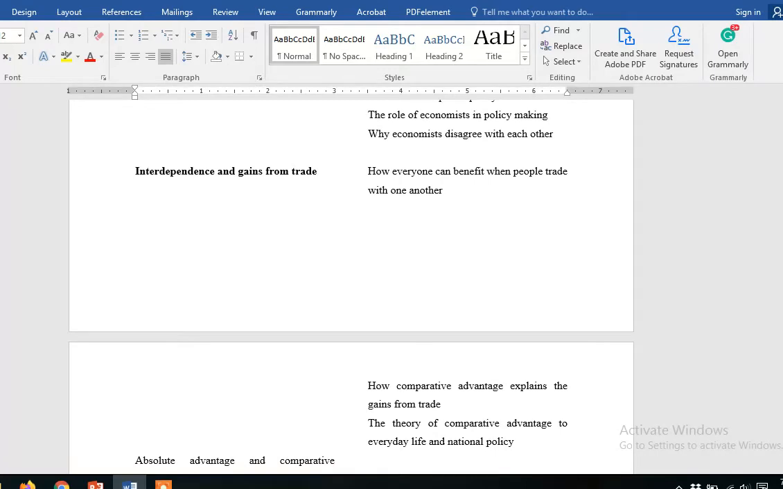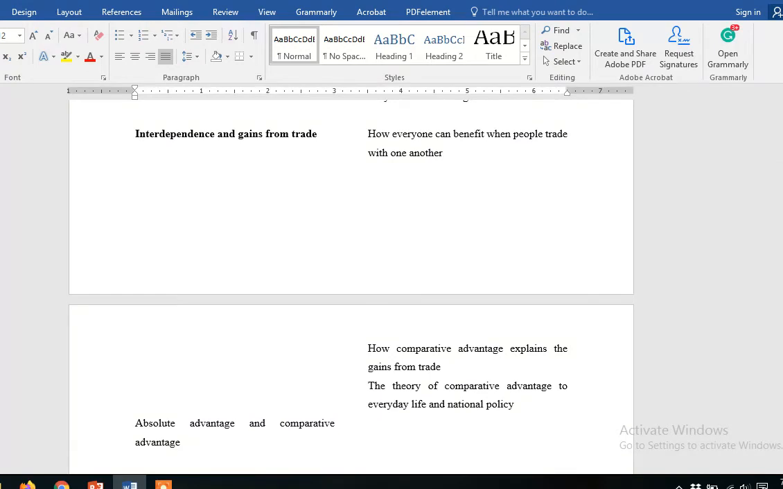After the introduction, we will discuss interdependence and gains from trade. In this section, we will discuss how everyone can benefit when people trade with one another, how comparative advantage explains the gains from trade, and the theory of comparative advantage applied to everyday life and national policy. And finally, the difference between absolute advantage and comparative advantage.